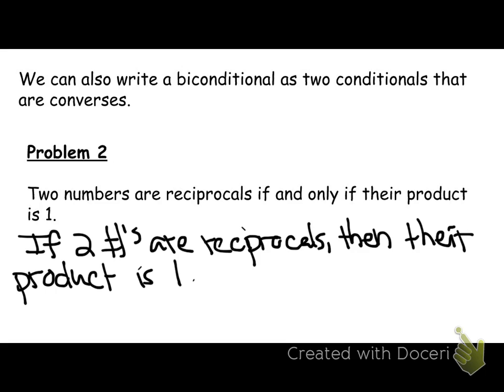So that's the conditional. If and only if, two parts. The part that comes before if and only if becomes the hypothesis. The part that's after if and only if becomes the conclusion. Then the second conditional statement you write is the converse of this one. And the converse of this would be what? Canaan Baxter.